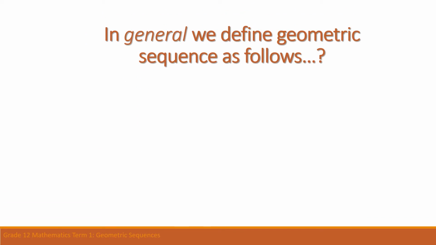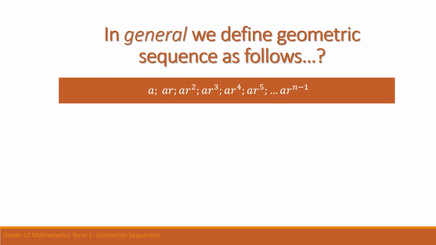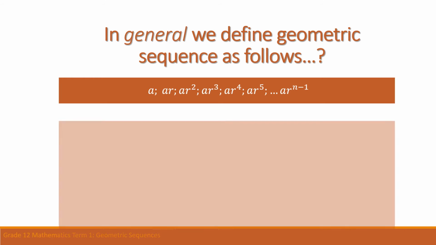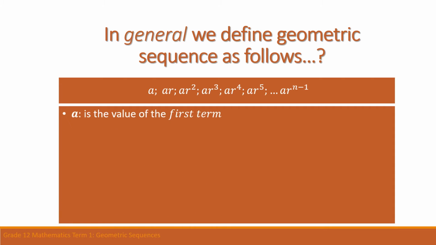In general, we define a geometric sequence as follows: a, then a multiplied by r, then a multiplied by r squared, and so forth. a is the value of the first term, similar to what we have with arithmetic sequences. And r is the common ratio between the terms and is given by r equals term 2 over term 1 equals term 3 over term 2, and so forth.